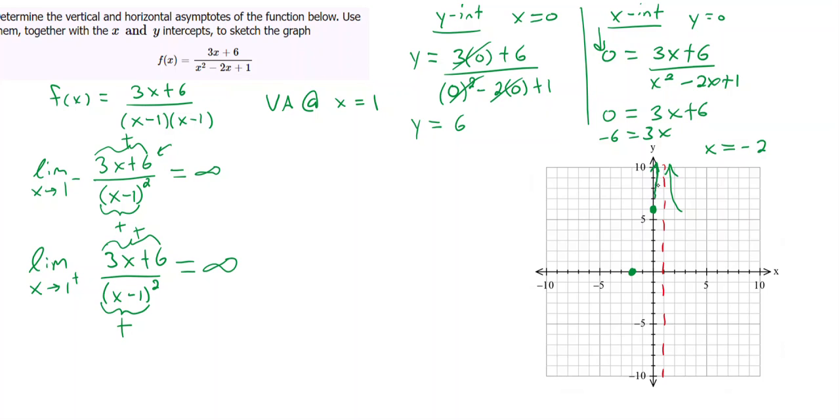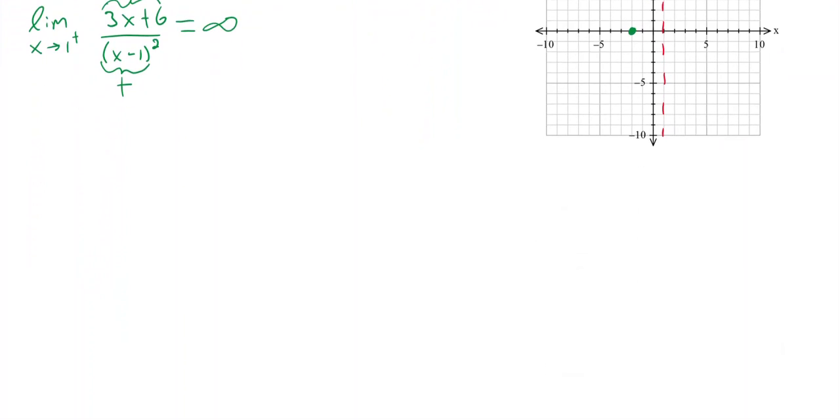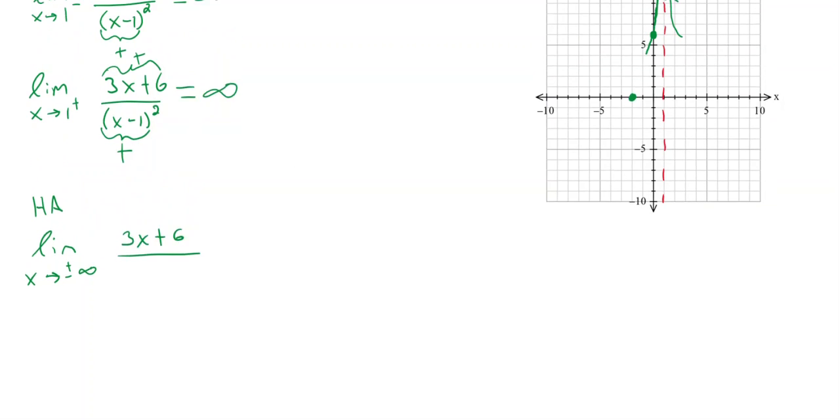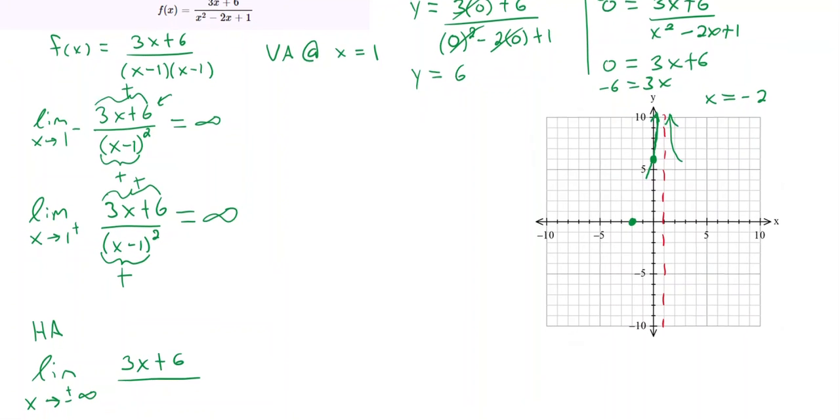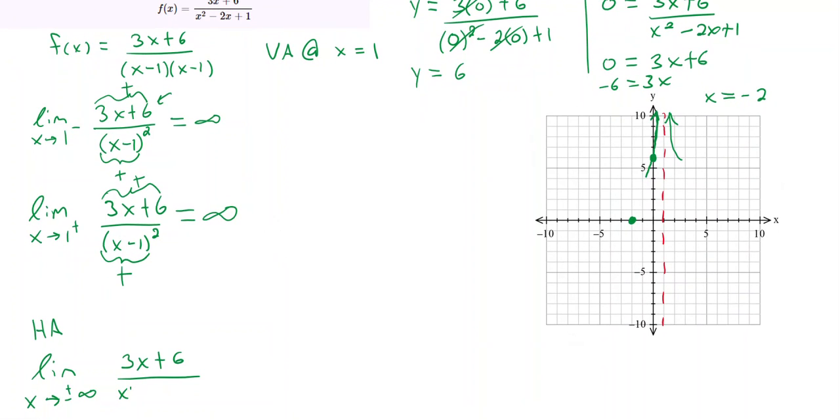I'm assuming this is going to come down through this point, but let's leave it there for now. We'll figure out the horizontal asymptote now. So for the horizontal asymptote, let's say the limit as x approaches positive and negative infinity. I'm going to be able to do this in one move, and the reason is, if we write this out, this would be 3x plus 6 over our function, which I'm going to write in the original form: x squared minus 2x plus 1.